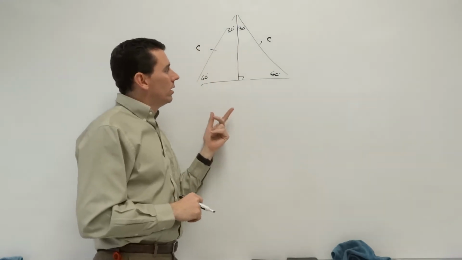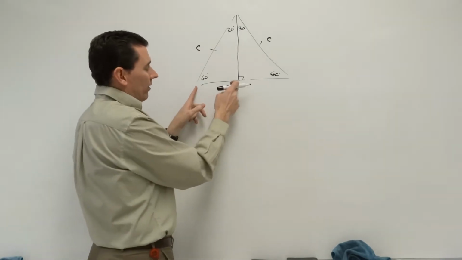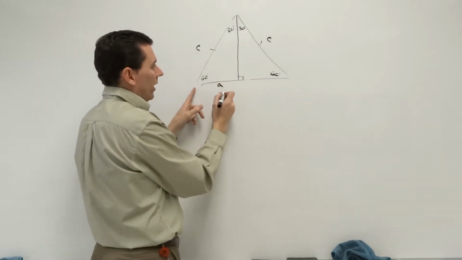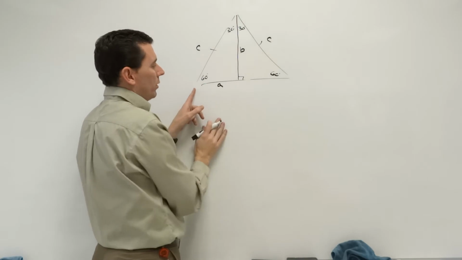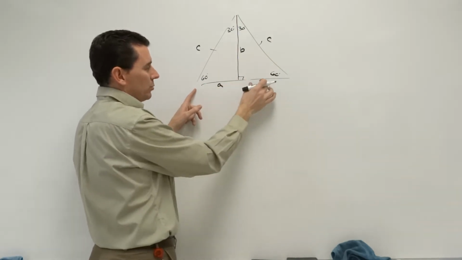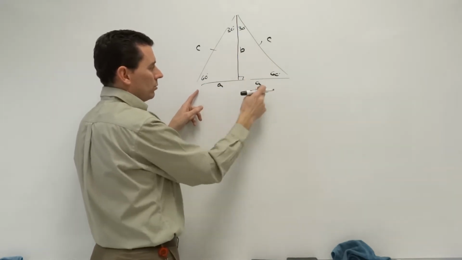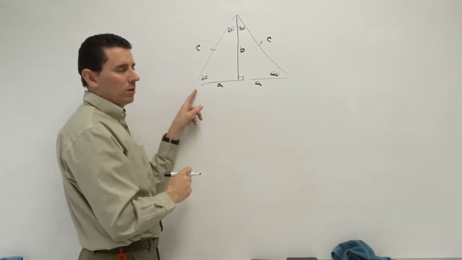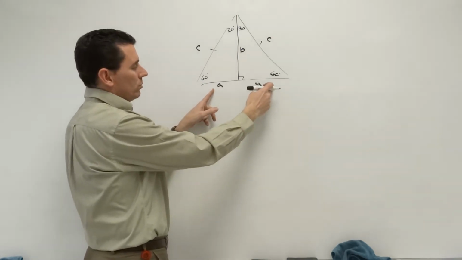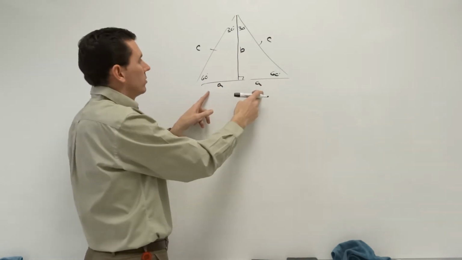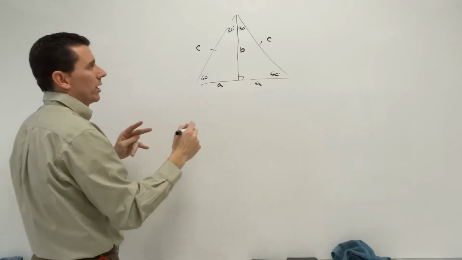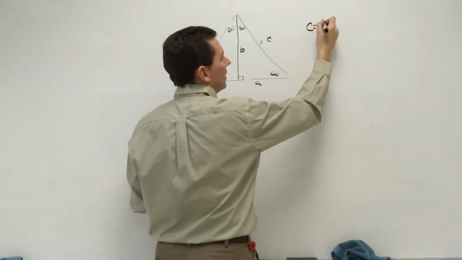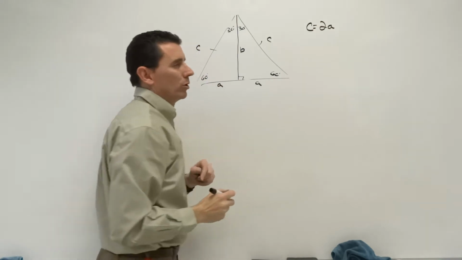Now, if I said this is the short leg, I'm going to call it A. This is the long leg, I'm going to call it B. That's A. This piece has to be A. What do they add up to? C. So what is C equal to? 2 A's. So there's one relationship that I can look at. The hypotenuse is equal to 2 times the short leg.